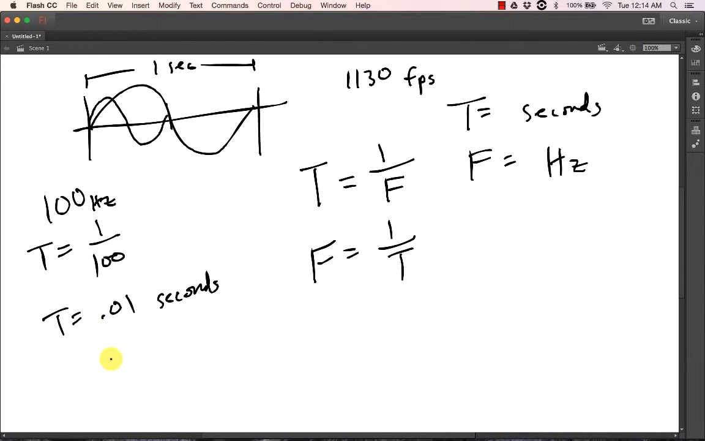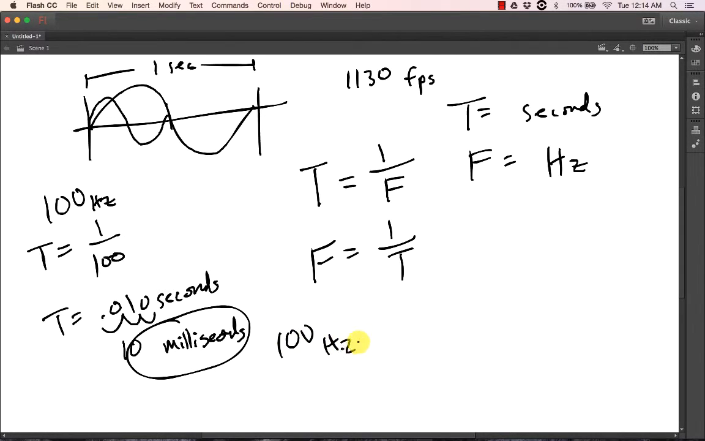So if you want to go from seconds to milliseconds, you move the decimal to the right 3 times. 1, 2, we're at the end of the number, so let's add another 0, 3. So that equals 10 milliseconds. And that's our answer. 100 hertz equals 10 milliseconds. Milliseconds, that's the abbreviation for it. Okay, let's try this again.